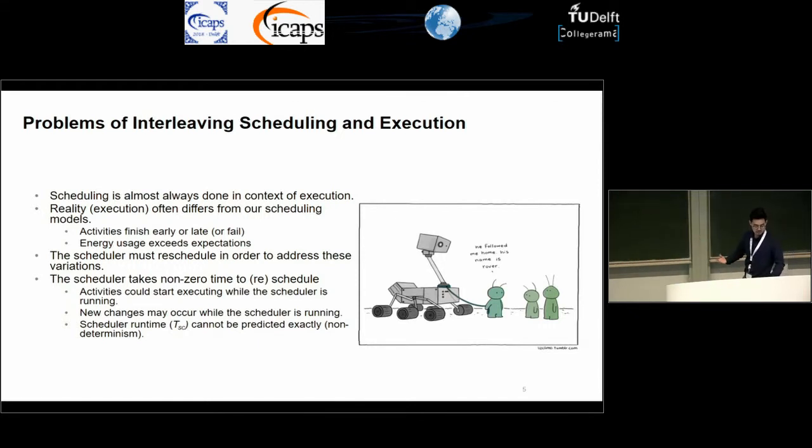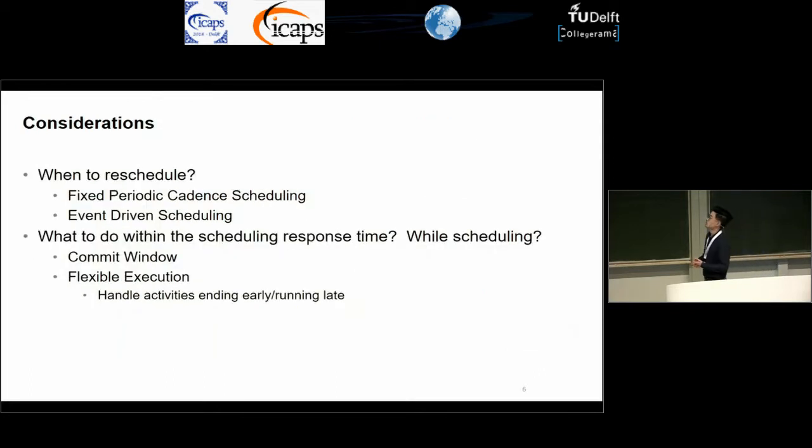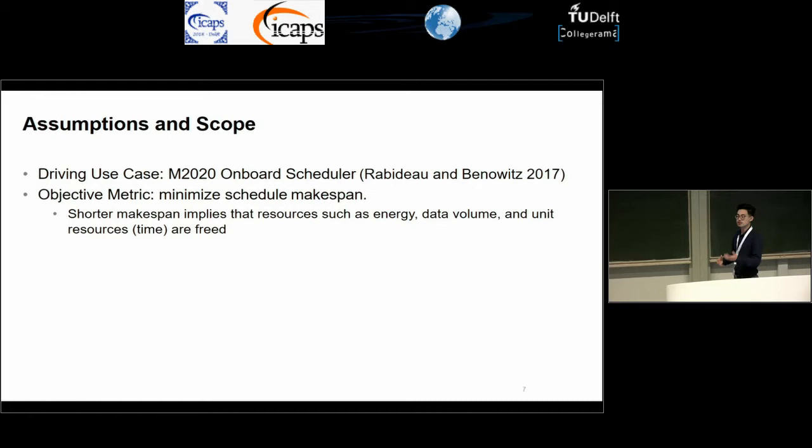So we have to be able to handle what happens when the scheduler is running. So we have to answer two questions. The first is, when do we reschedule? And the second is, what do we do while scheduling? So our driving use case is the Mars 2020 onboard scheduler, and for our objective function, we chose minimizing the makespan, because we believe if we minimize the makespan, we'll be able to show that there's extra time and energy that we were able to gain back with the scheduler.